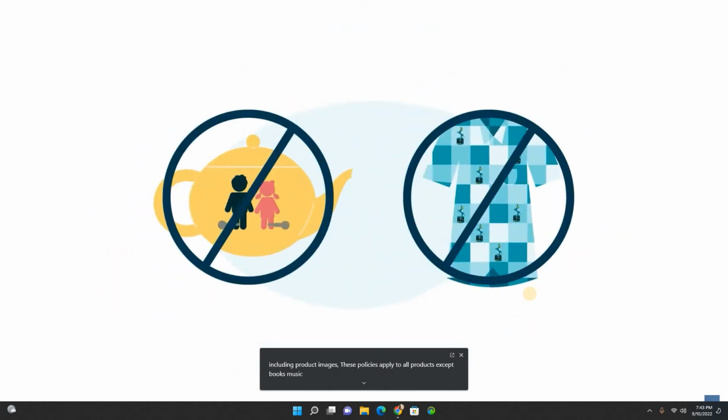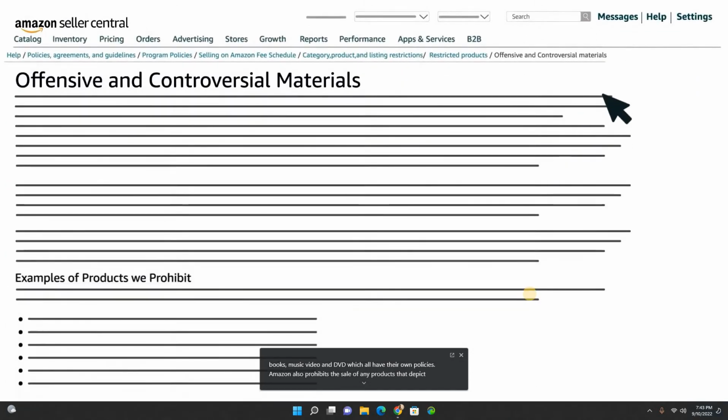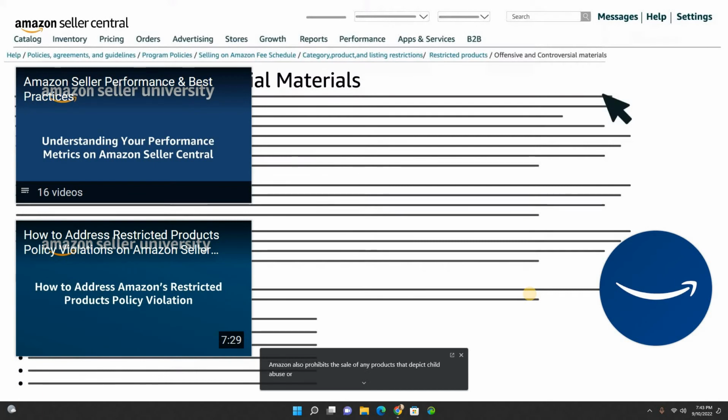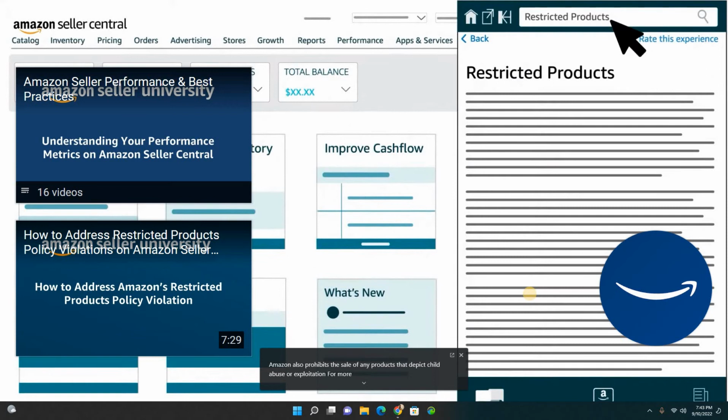Amazon also prohibits the sale of any products that depict child abuse or exploitation. For more details, refer to the help page on offensive and controversial materials in your Seller Central account. You can refer to the restricted products FAQs on the help pages of your Seller Central portal for additional information.